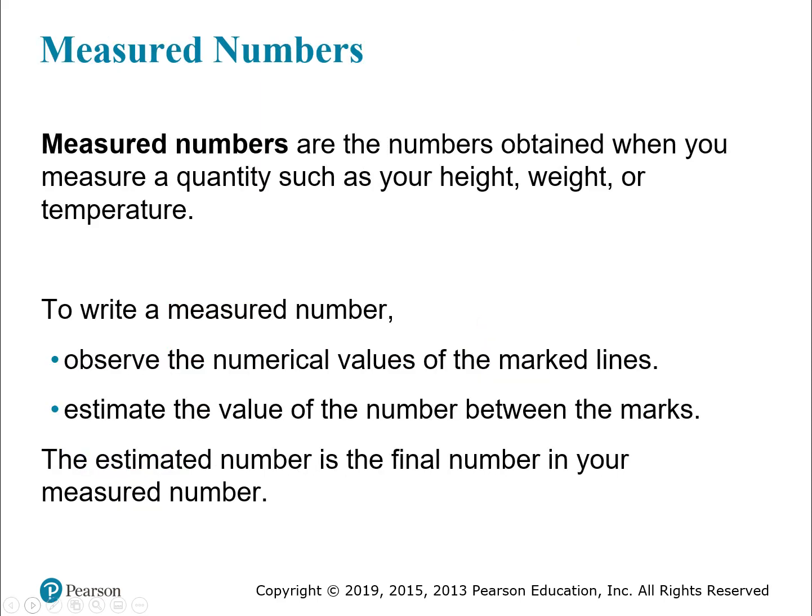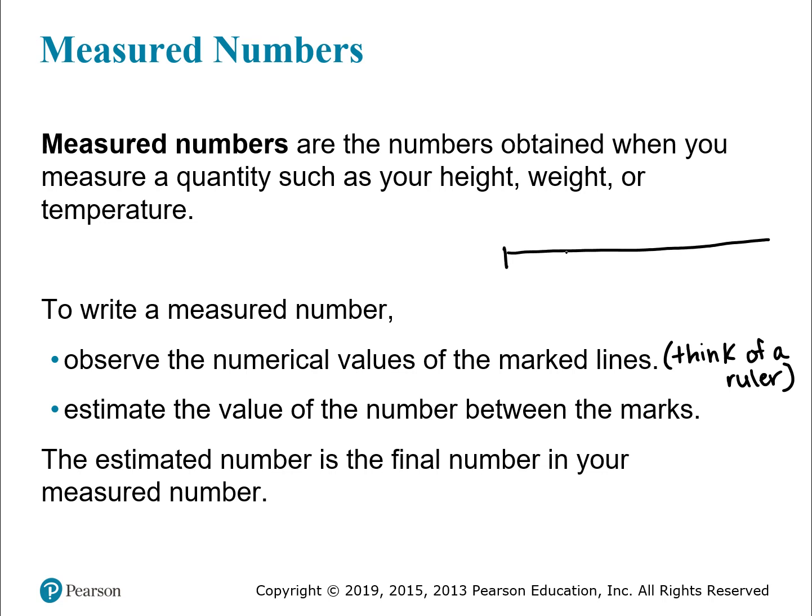So measured numbers you get when you measure a quantity, okay? So your height, your weight, temperature, the mass of something that you put on a scale, time, those are all things that are measured. To write a measured number, you observe the numerical values of the marked lines if we're talking about a ruler. You're not going to have marked lines on a balance, okay? But think like a ruler or a graduated cylinder. You estimate the value of the number between the marks.